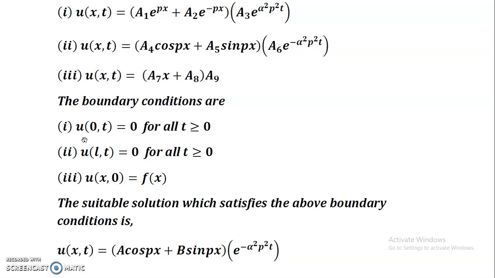First condition, u of 0, t equal to 0 at x equal to 0, which means there is no distance of the string. Then the temperature is equal to 0. Second condition, u of l, t equal to 0. L stands for the length of the string. Then the temperature is 0.